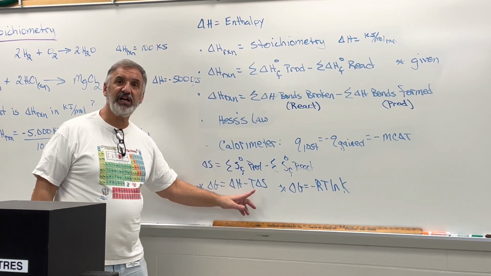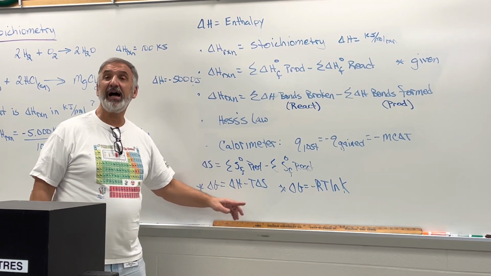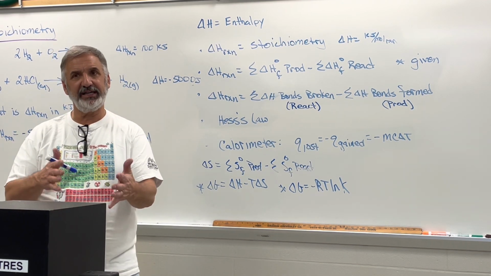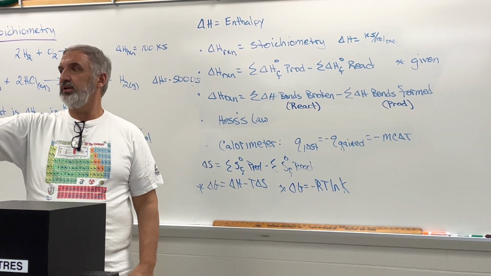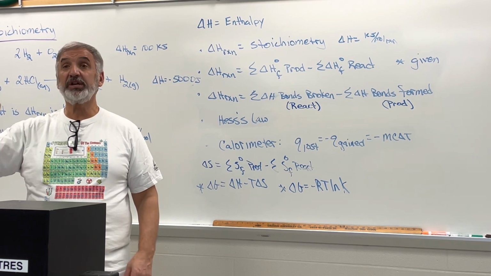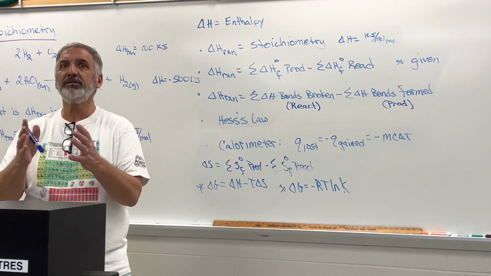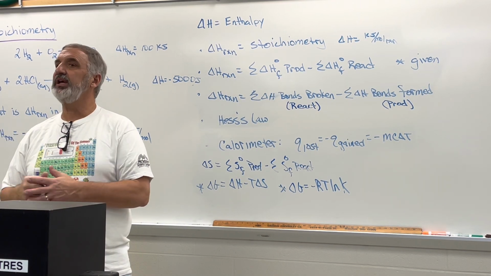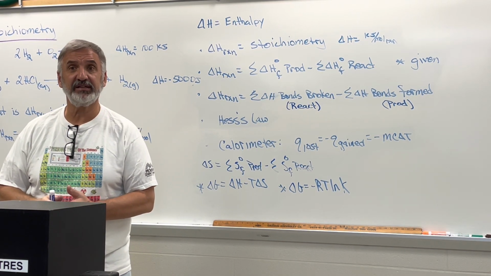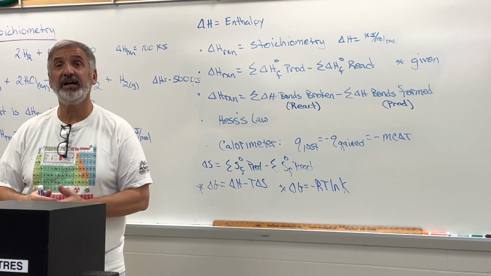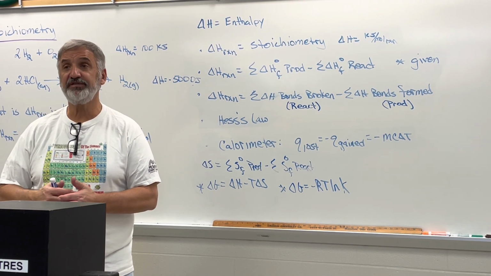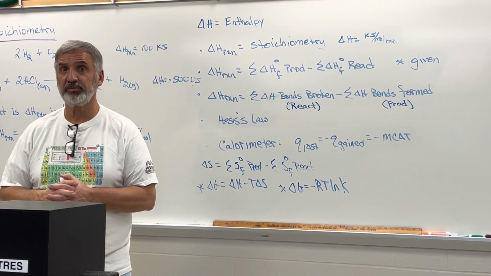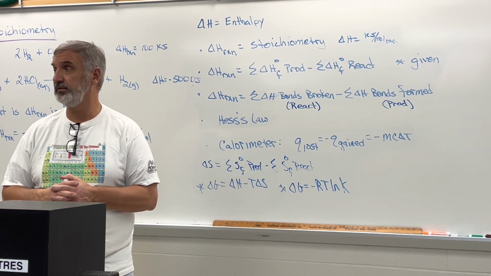What's the favorable sign for delta S? And how can I look at a reaction and know if delta S is going to be positive or negative? There are more gases on the products. You look at moles of gas only. If moles of gas is increasing, then we're going to have an increase, a positive delta S. If moles of gas is decreasing, a negative delta S. Which one's favorable? Positive or negative? Positive is favorable.